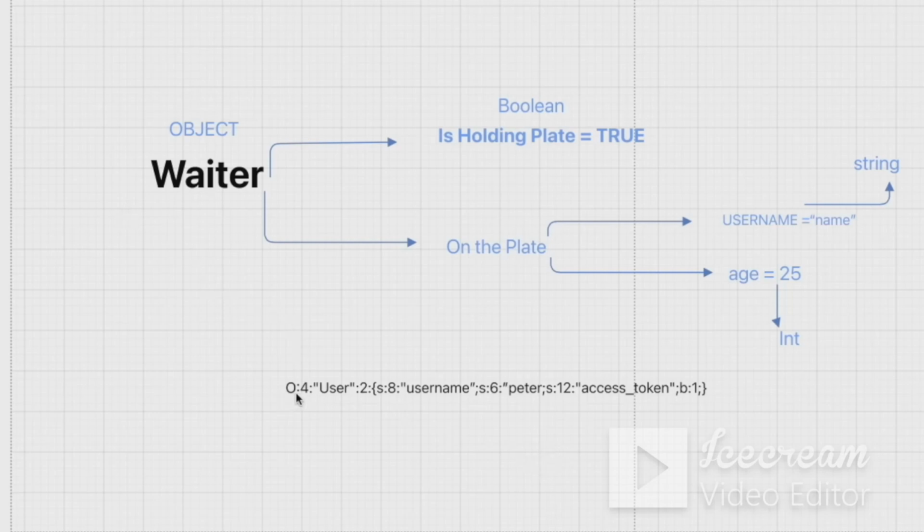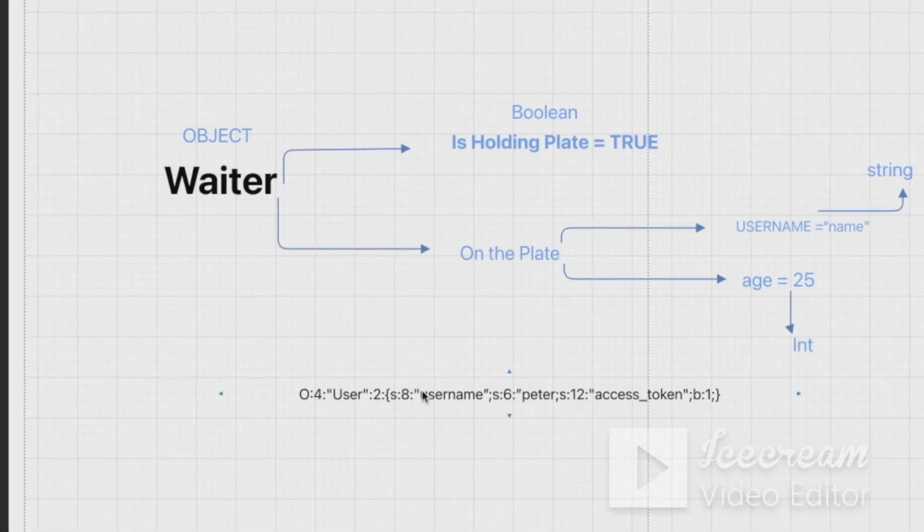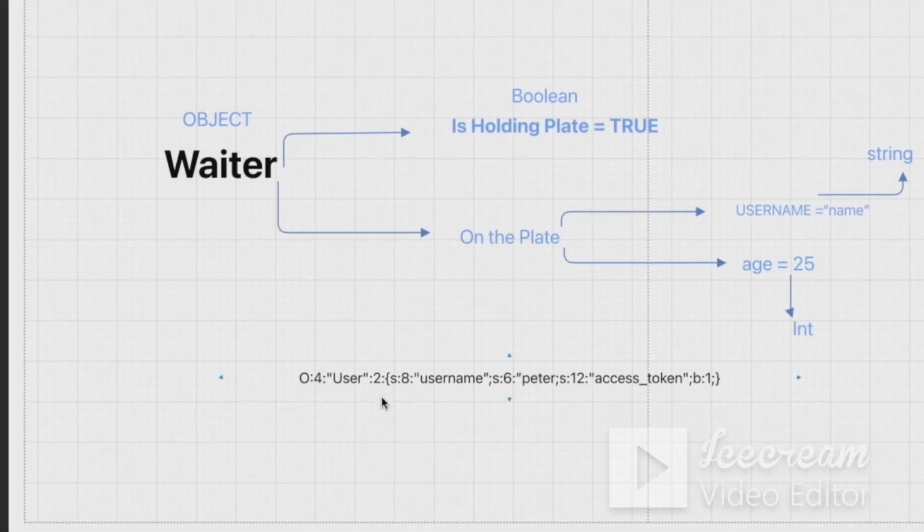So now if you remember the object right here, we have our object, which is the waiter, and it is carrying the plate. And on the plate, we have a username, which is Peter, and we have the access token right here. So we have an object, we have a string and another string right here, and it says that this is also carrying a string. And then we have our Boolean, which is going to be true, which allows us to log in as the administrator. So now when you see something like this, you should be able to understand what's going on, at least without it being really, really complicated.